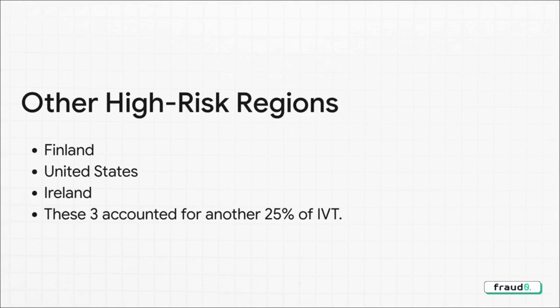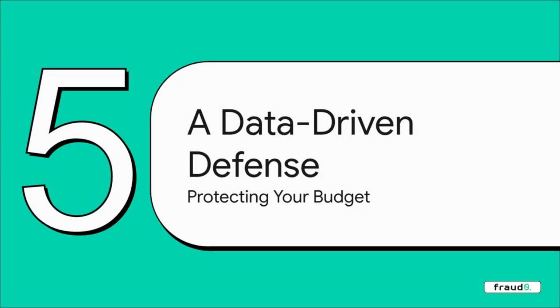Now, Germany was definitely the main hub, but the trail didn't go completely cold there. Another 25% of this invalid traffic was clustered in just 3 other countries: Finland, the US, and Ireland. So now we basically have a map of the crime scene. Okay, so let's recap. We've got the channels, the repeat offenders, the shady data centers, and the geographic hotspots. We've pretty much unmasked all the culprits. So the big question now is, what do you do about it? How do you actually build a defense?